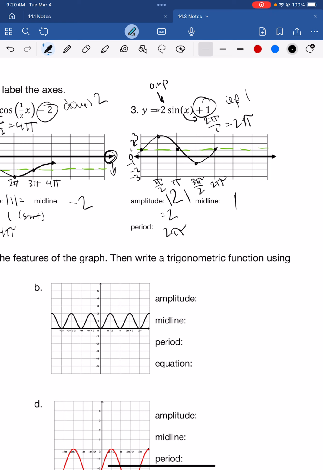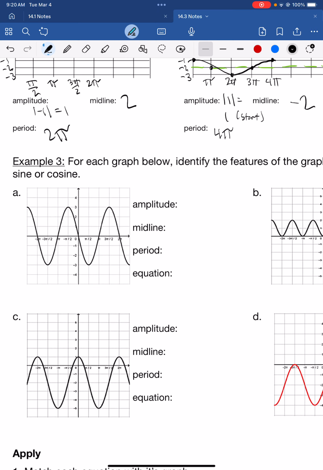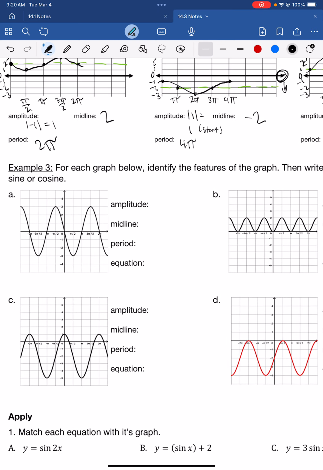If that's negative, we're going to go down first. All right, and that's what our graph's going to look like, just like that. Sweet. All right, so for each graph below, identify the features of the graph and then write sine or cosine.